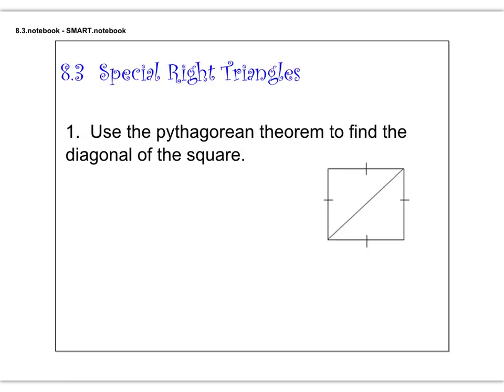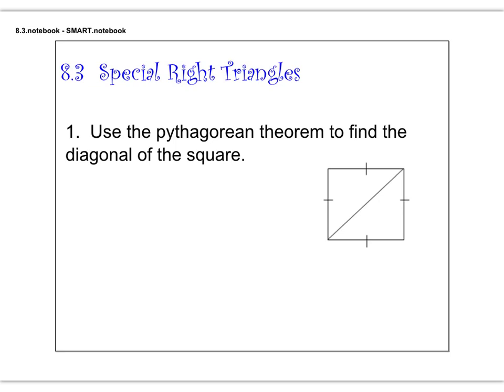So to start section 8.3, today we're going to be studying two very special right triangles. We're going to be studying the 45-45-90 triangle, which has angles that are 45 degrees, 45 degrees, and 90 degrees. We're also going to be studying the 30-60-90 triangle that has angles of 30 degrees, 60 degrees, 90 degrees. These two triangles are called special right triangles because they show up all the time in math.